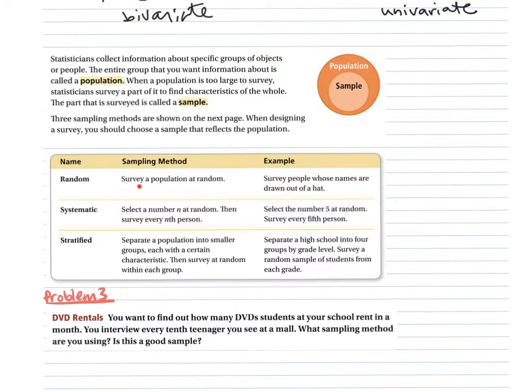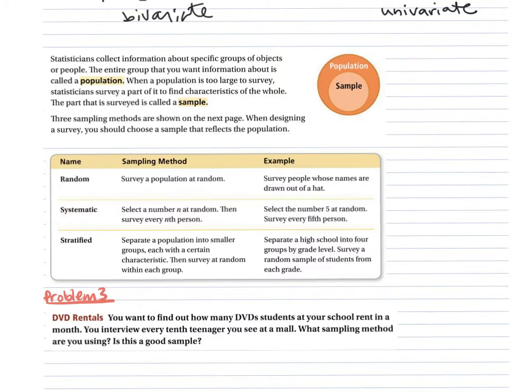Or if you're in, I think maybe in this class, yes, we have used it. When I just randomize and I just pick a student randomly with that app. Systematic is going to be you select a number n at random, then survey every nth person. So, right, every other person or every fourth person or every 10th person, every 100th person, depending on how many people are in your population. So here's an example, select the number 5 at random, survey every 5th person. So you have to pick that number at random.